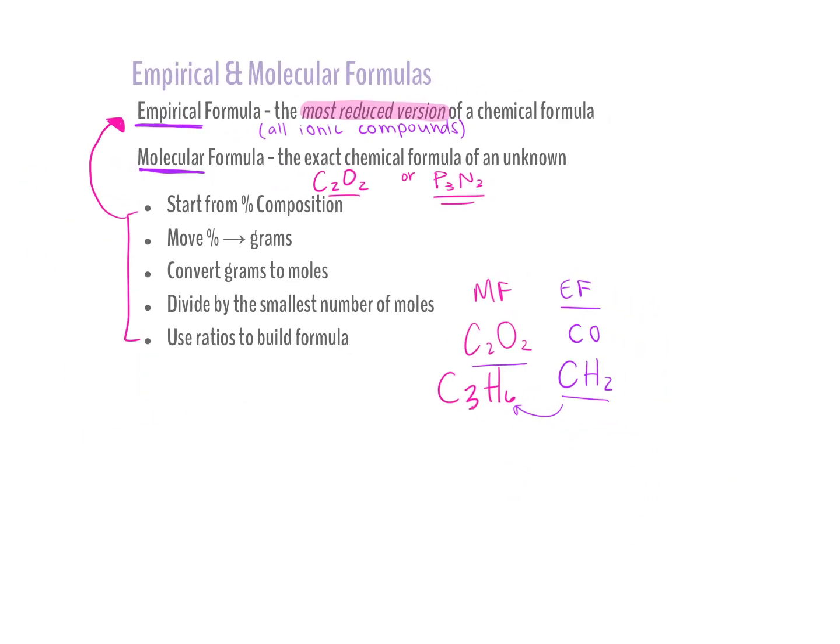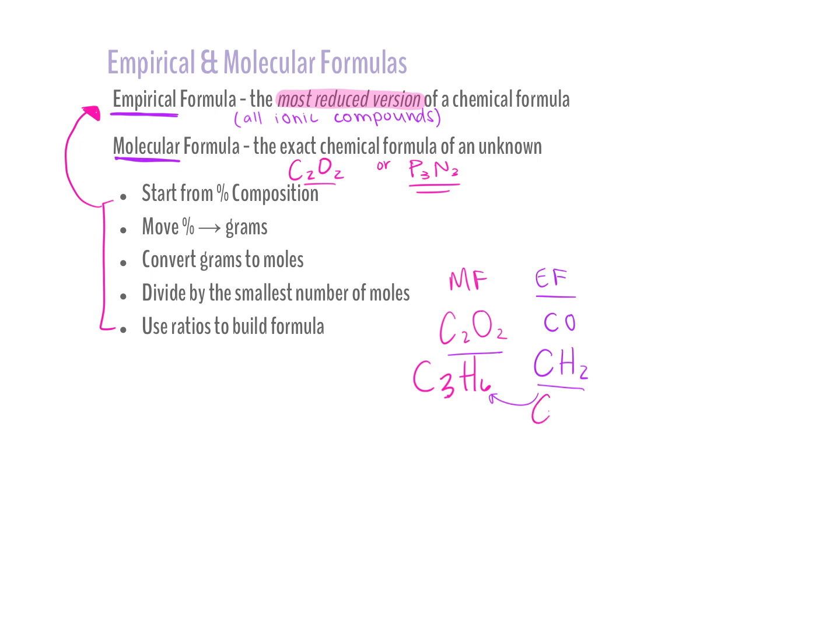So this would be the empirical formula, and this is one version of a molecular formula. If I have the empirical formula CH2, that means I could have C2H4, C3H6, C4H8, C5H10, right? Look at the list of molecular formulas I could have. It's any version that has the same ratio.